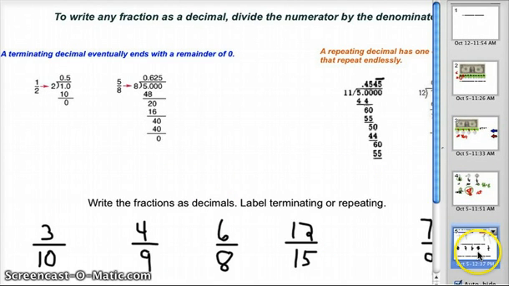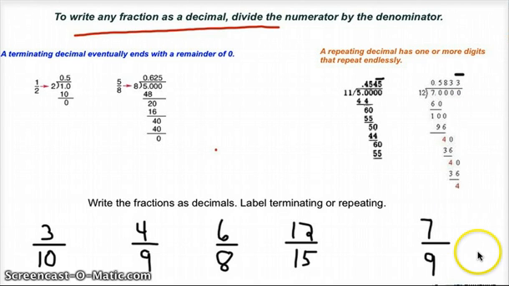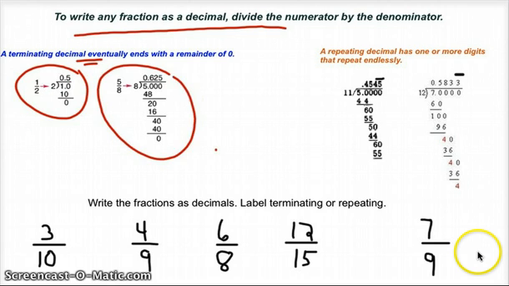All right, so to write any fraction as a decimal, you divide the numerator by the denominator. You divide the top by the bottom. Sometimes you're going to get a terminating decimal. If you divide 1 by 2, you'll get an answer of 5/10 with no remainder. The problem terminates. It's a terminating decimal. If you divided 5 by 8, you would get 625 thousandths. Eventually you get a remainder of 0. That's a terminating decimal.